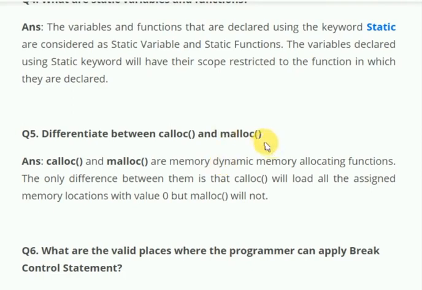Differentiate between calloc and malloc. Calloc and malloc are both dynamic memory allocation functions. The only difference between them is that calloc will load all the assigned memory locations with value 0, but malloc will not. Also, on using calloc, a whole block is assigned, while using malloc, you can create an array of blocks.